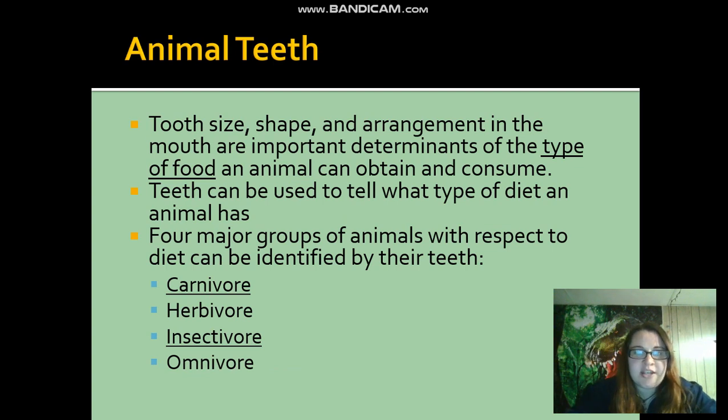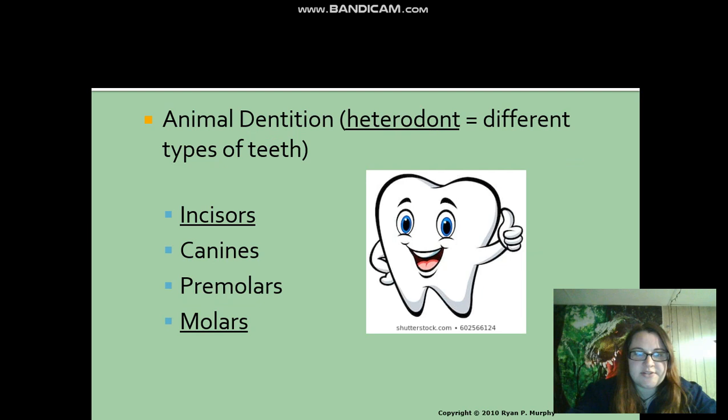So the shape, the size, and even the arrangement of the teeth is very important, because it kind of determines how well that organism can eat. Think about if you've ever had a toothache or a cavity and how hard it was for you to eat certain things. Animals in the animal kingdom deal with that as well. So there are 4 major groups of animals that we can identify based off of their teeth. So carnivores, herbivores, insectivores, and omnivores.